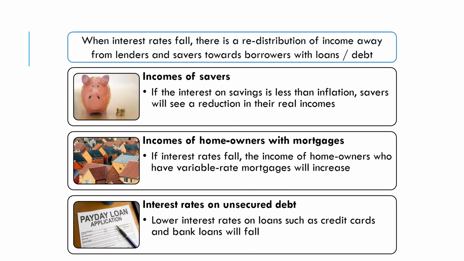Another thing to consider is that when interest rates fall, there is a redistribution of income away from savers and lenders towards borrowers. So if the interest rate is low, it means the incomes of savers go down, whilst the incomes of homeowners with mortgages, relatively speaking, go up. So we might evaluate it by saying the impacts on different groups of people.